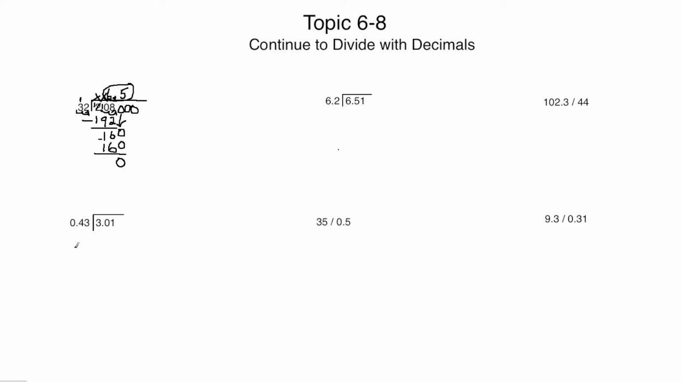All right, let's go to this problem. 3 1/100 divided by 43 hundredths. Go ahead and push pause and try it. All right, can't have a decimal in the divisor, so we have to make it a whole number. What you do to the outside, you do to the inside. So our decimal is going to go behind the 1. Now you divide normally. Can 43 go into 3? Nope. Can 43 go into 30? Nope. Can 43 go into 301?